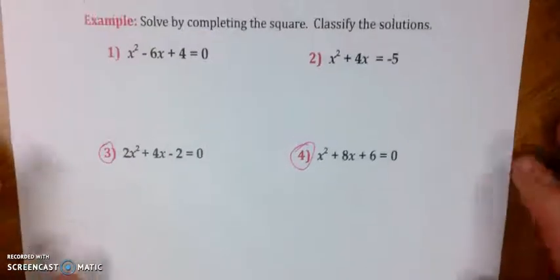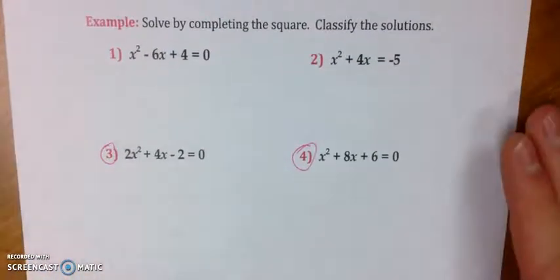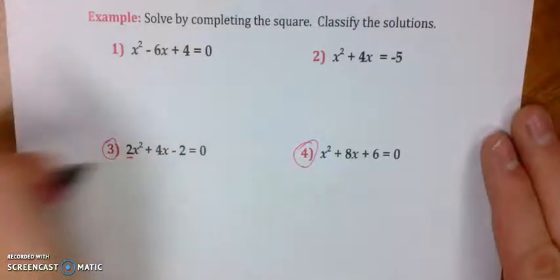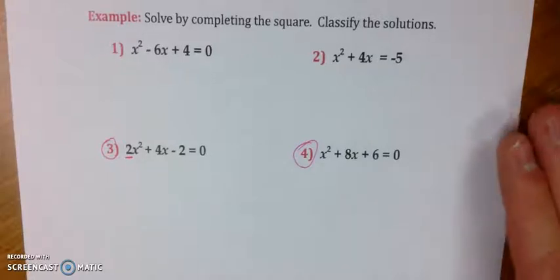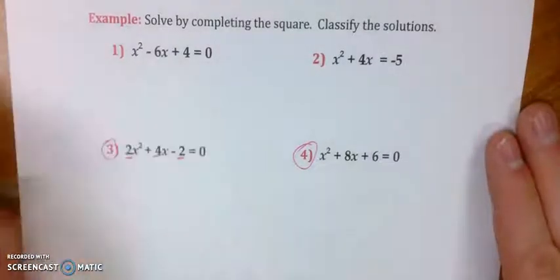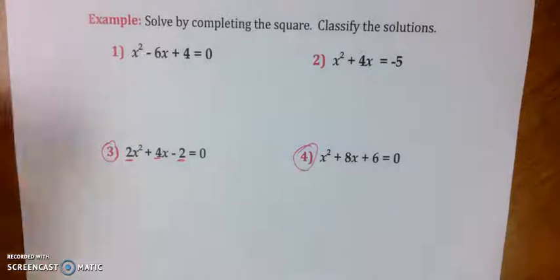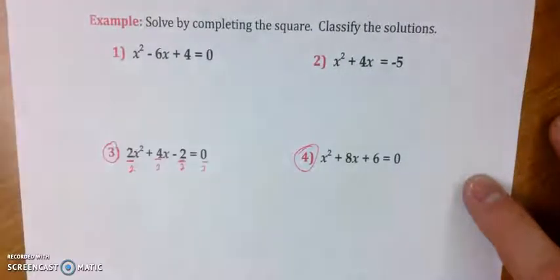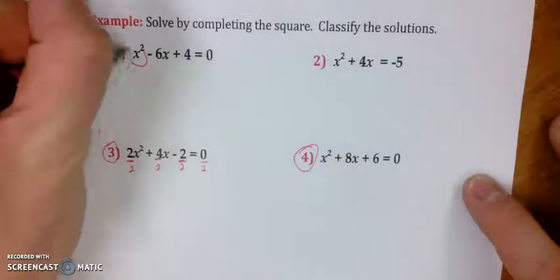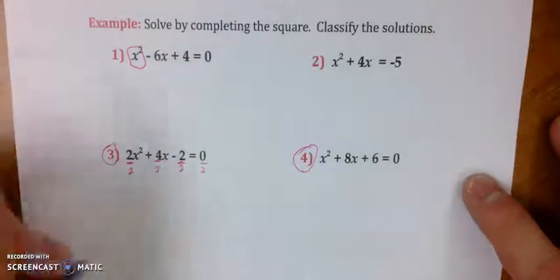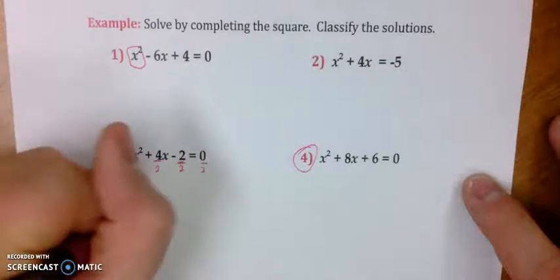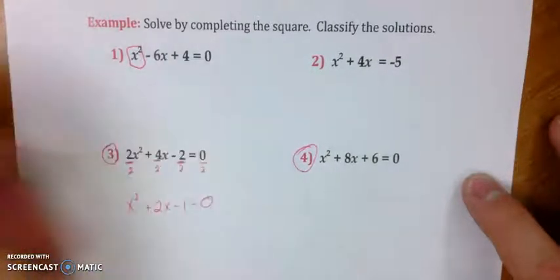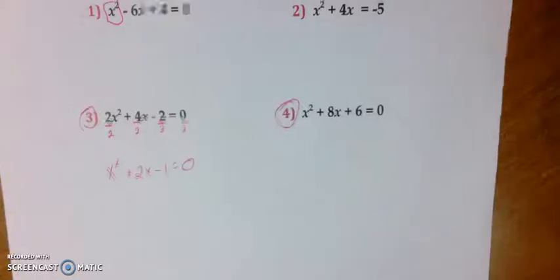All right. So first thing we're going to do is if I can divide out an a value from everything, I'm going to do that. So here, I notice they're all divisible by 2. So I'm going to divide everything by 2. And the reason for that is I like to see a plain old x squared. I don't like to see coefficients attached. So x squared plus 2x minus 1 equals, well, 0 divided by anything is just 0.